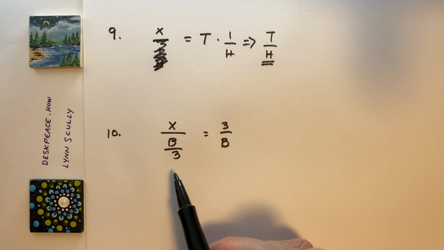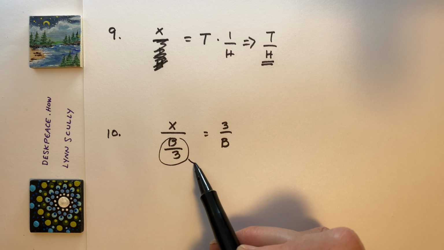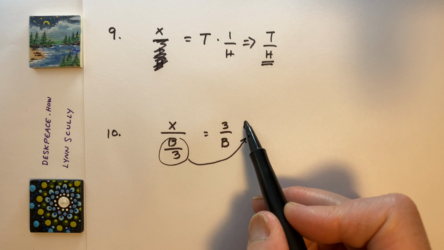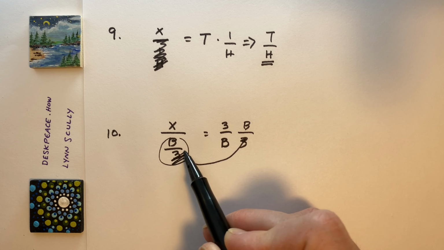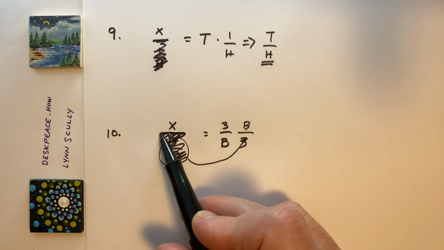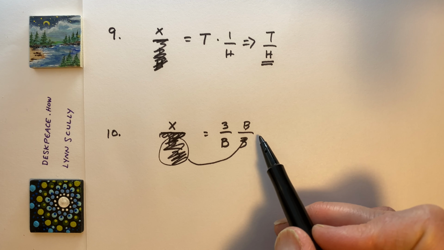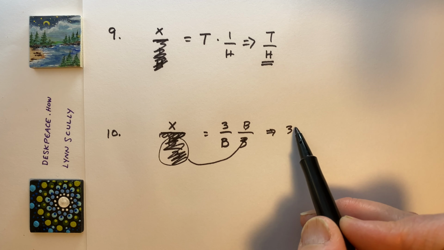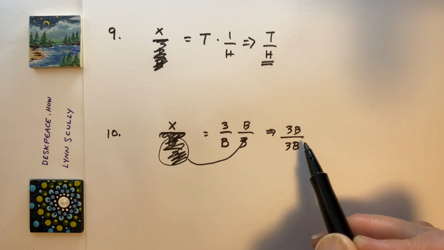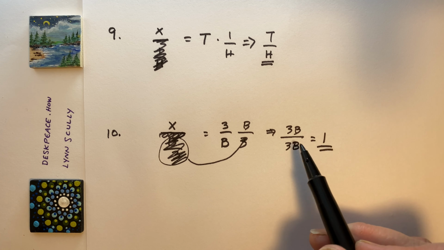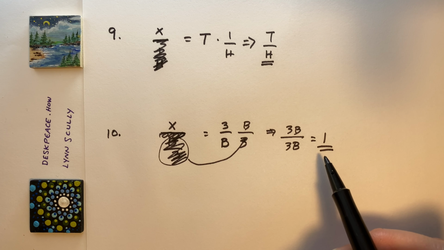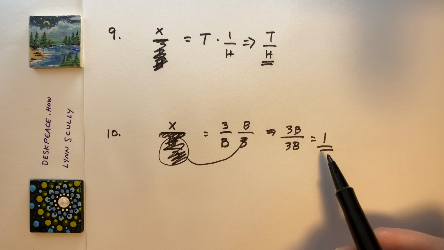Number 10, x over b over 3 equals 3 over b. I want to get the x alone. b over 3 is attached by division. Move it by multiplication to the other side of the equal sign. Now it's gone, and I've undone this division. So I'm going to get 3b over 3b, which is equal to 1. When the top is the same as the bottom, it reduces to 1, the identity of division.